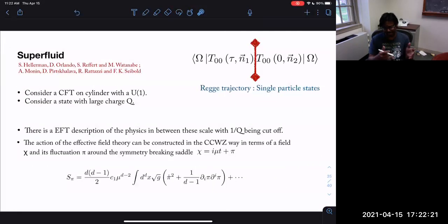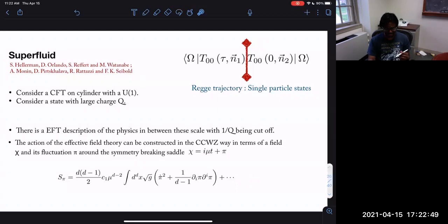And this EFT is the EFT of some phase field chi. So this phase field chi has some symmetry breaking vacuum value, which is mu. And there is an expansion, the fluctuation pi, which is like the Goldstone boson. So you can write down an effective action for this Goldstone boson, which is given by this. And this is basically the leading order superfluid action. And all these excitations are basically the Goldstone modes of pi.